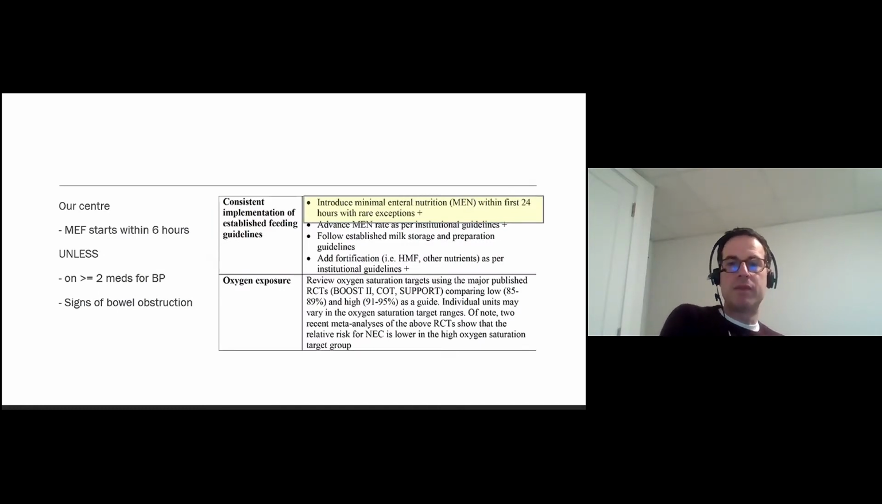Something that's critical is getting minimal enteral nutrition in within the first 24 hours, with rare exceptions. I've put on the left what our own units do. We have a policy of starting minimal enteral nutrition, or MEN, within 6 hours of age. The only exclusions we have for that is if you are on greater than or equal to 2 vasopressors or inotropes for blood pressure, or you have obvious signs of bowel obstruction. Otherwise, all babies who are very low birth weight, under 1,250 grams, get minimal enteral nutrition in this way.